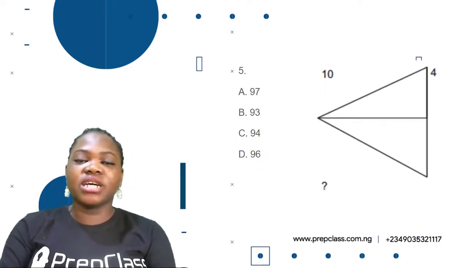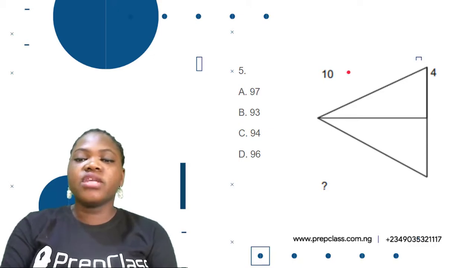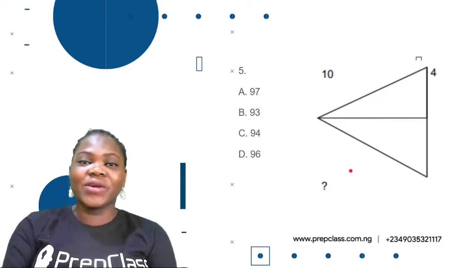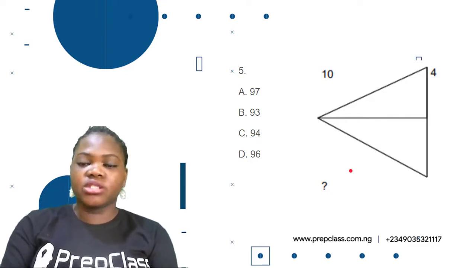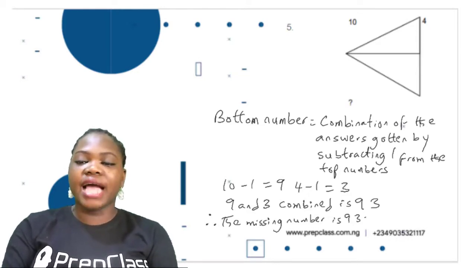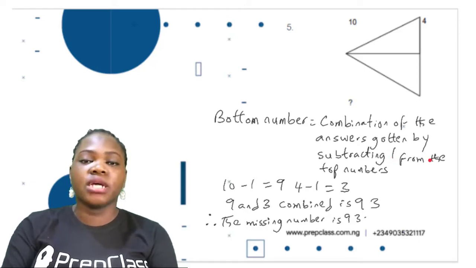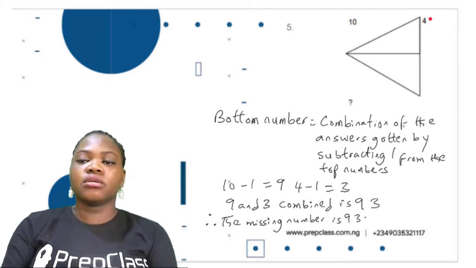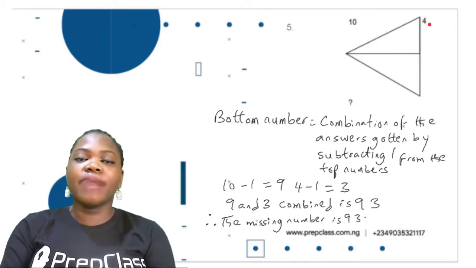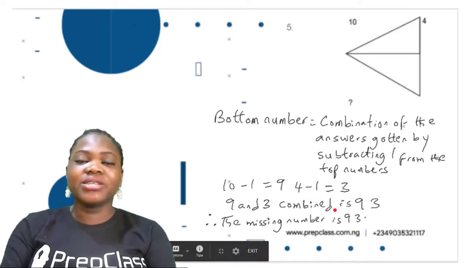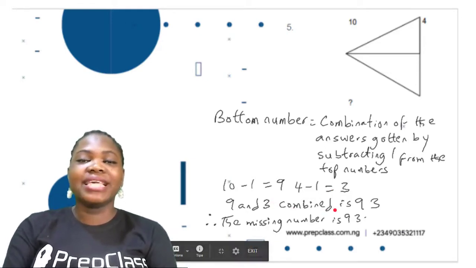Finally, the last question in this video, number 5. We're given the two top numbers as 10 and 4, and we are asked to find the bottom number. So how are we going to do this? This is very easy as well. So from the samples, we know that the bottom number is the combination of the answers gotten by subtracting 1 from the top numbers. So what are the top numbers? 10 and 4. So we simply subtract 1 from 10, subtract 1 from 4, and then combine the answers. 10 minus 1 is 9, 4 minus 1 is 3. So 9 and 3 combined together is 93. So this is very easy. The missing number is 93.